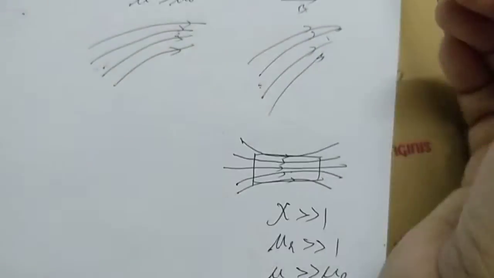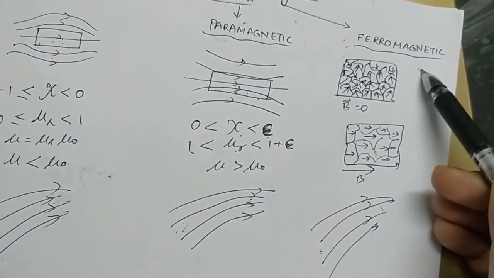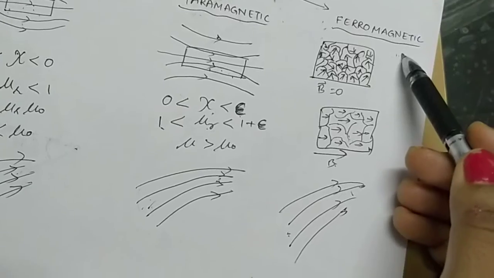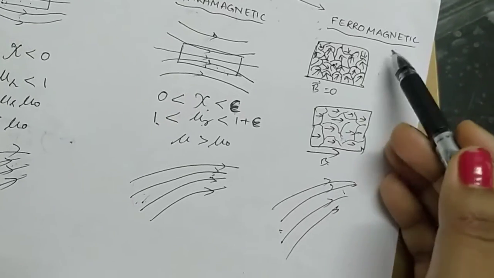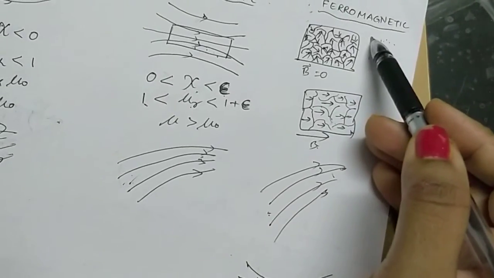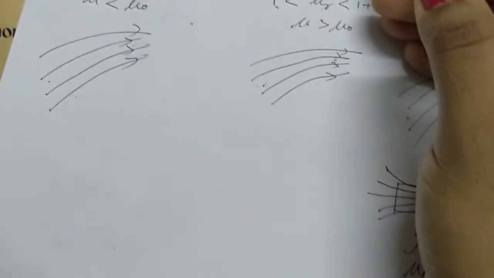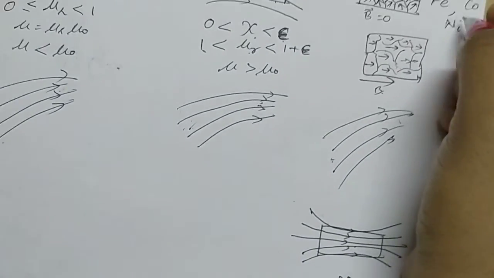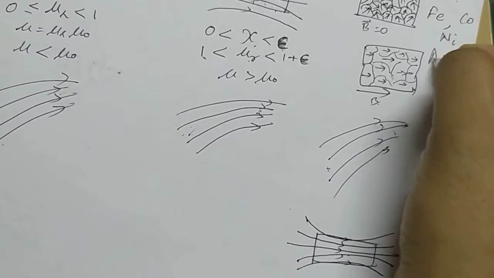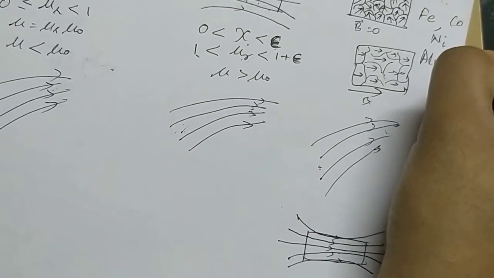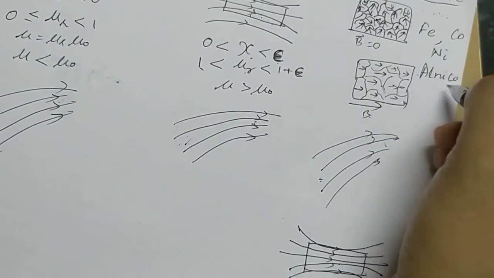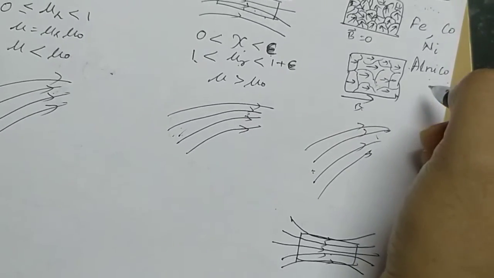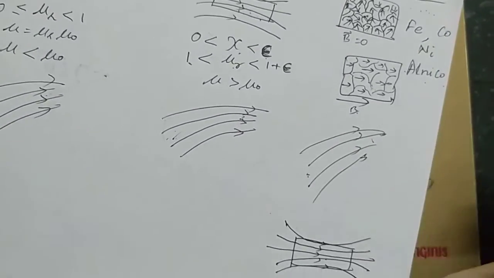Now, examples of a ferromagnetic material: iron, cobalt, nickel, alnico. All magnetic materials are ferromagnetic materials. Iron, cobalt, nickel are elements. The alloy is alnico, an alloy of aluminium, nickel, and cobalt. Gadolinium is also one of the materials.